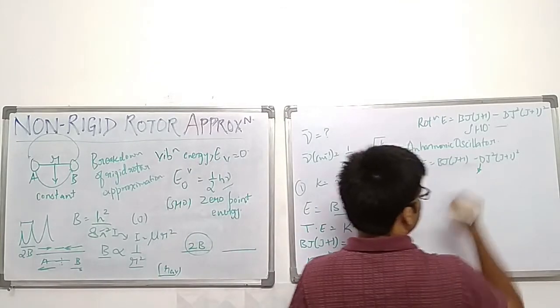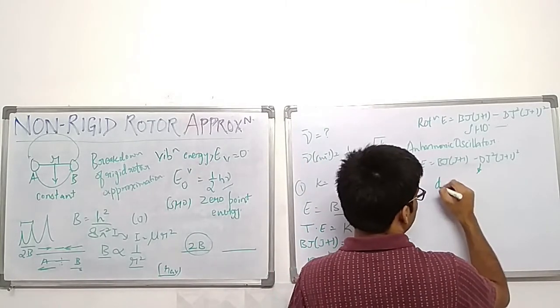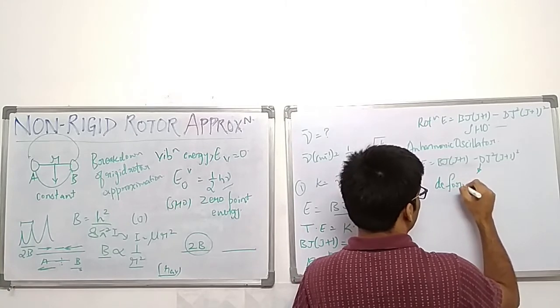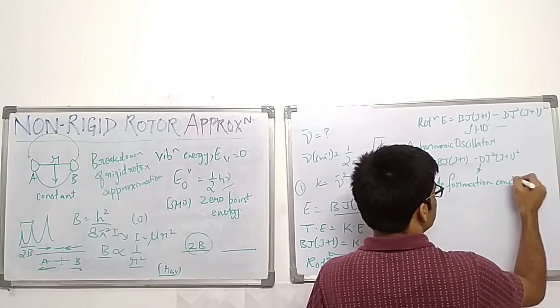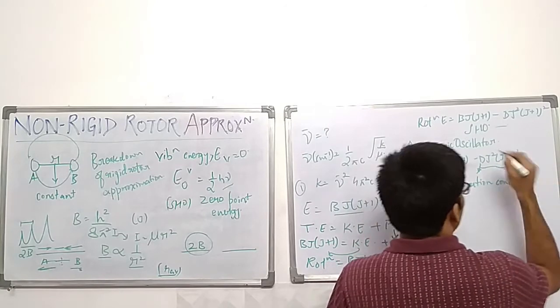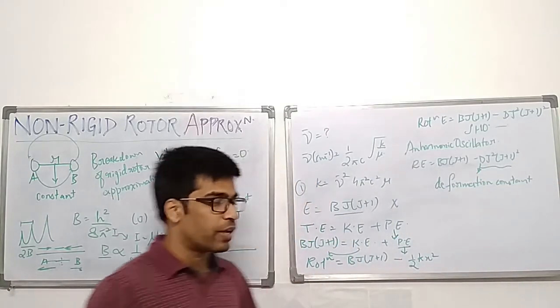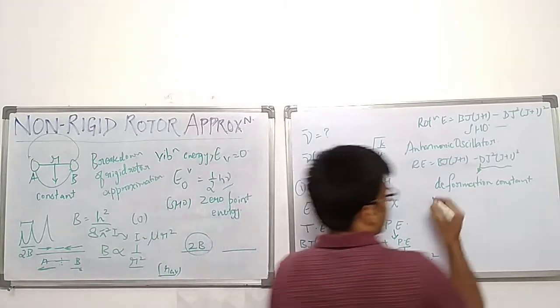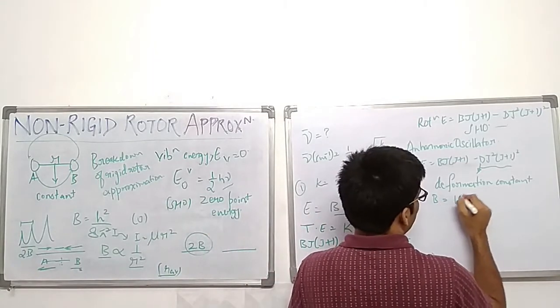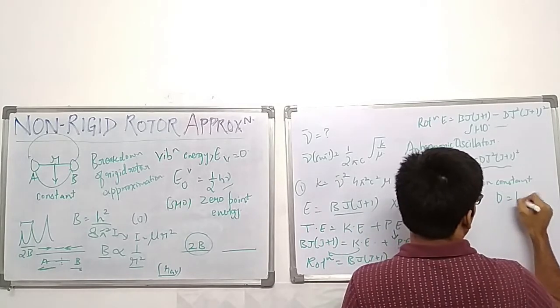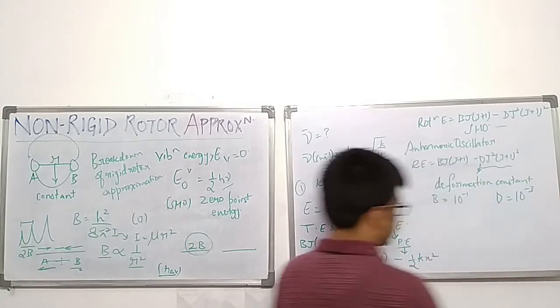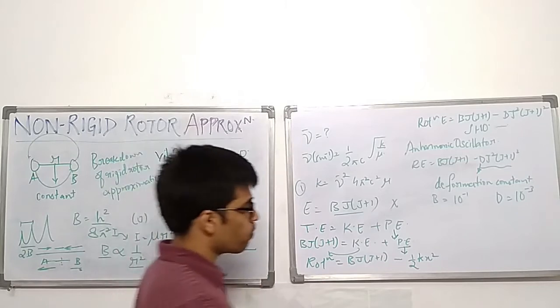And this D is known as the deformation constant. You can understand it in a way that this is the part which is causing a deformation in my molecule. So that is why deformation constant. Now this B is in the range of 10 to the power minus 1 and D is in the range of 10 to the power minus 3. And how do I say so?